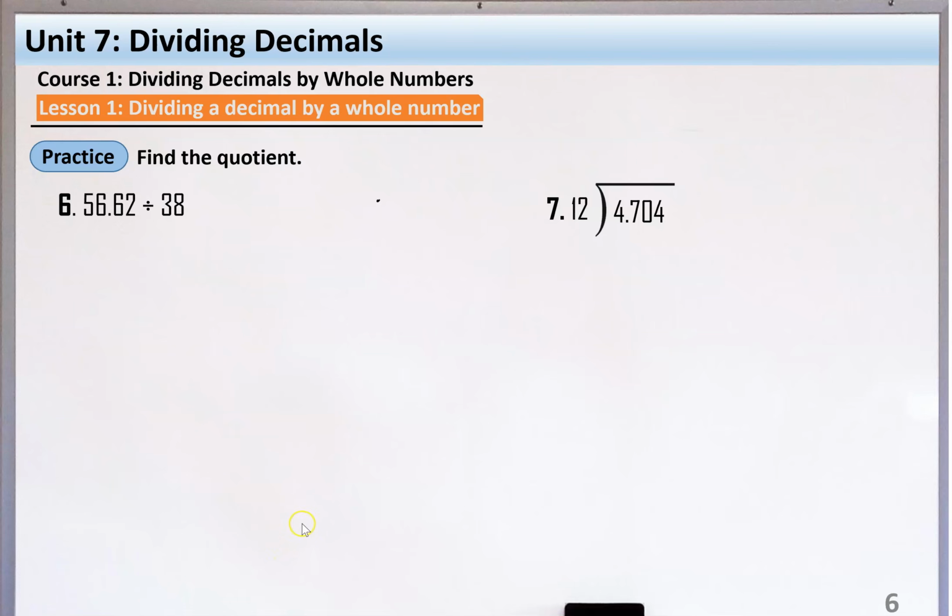So we're going to find the quotients here. 56.6200 divided by 38. And if I move too quickly, feel free to pause the video. Give me an answer here.